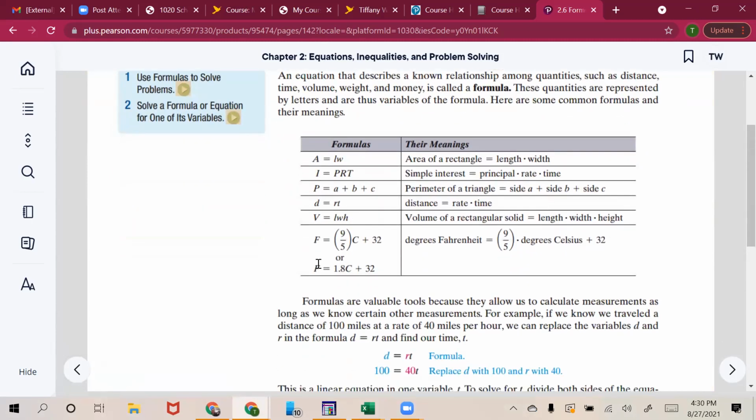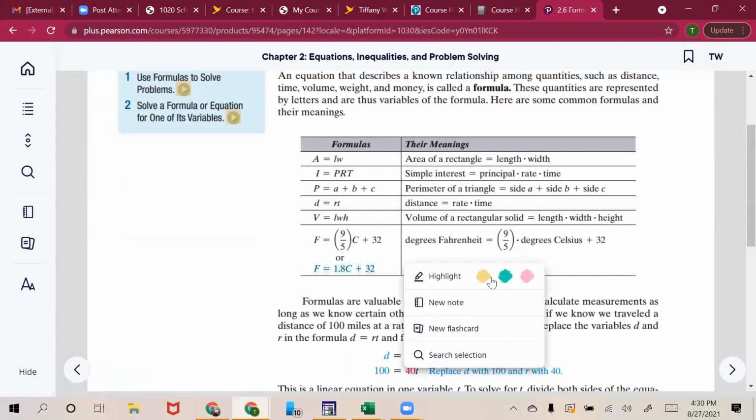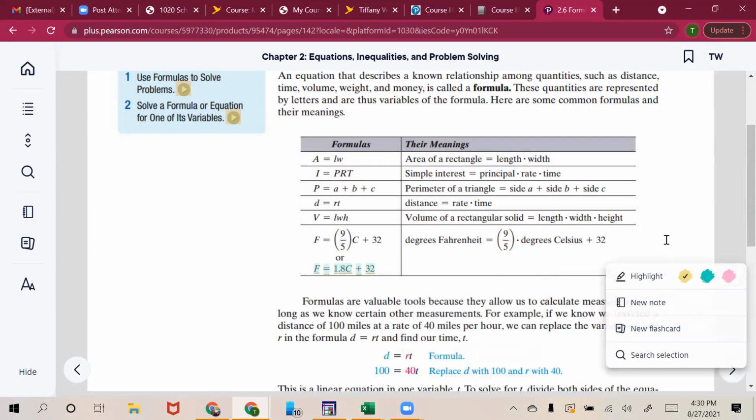So to find the conversion between Fahrenheit and Celsius, I'm going to use this formula right here. So we had -5 degrees Celsius. We're trying to change to Fahrenheit, so we can do that. So I'm going to do F equals 1.8 times -5 plus 32.